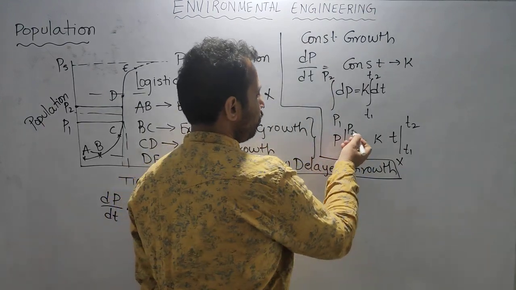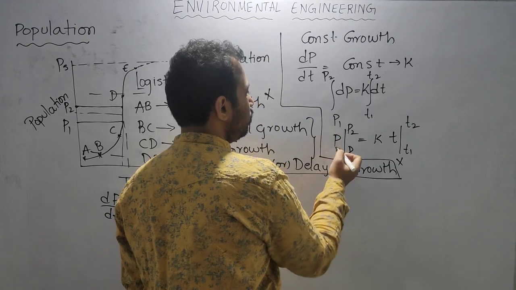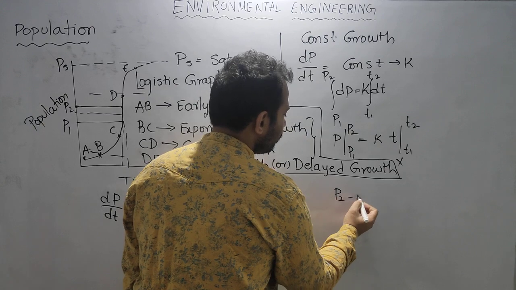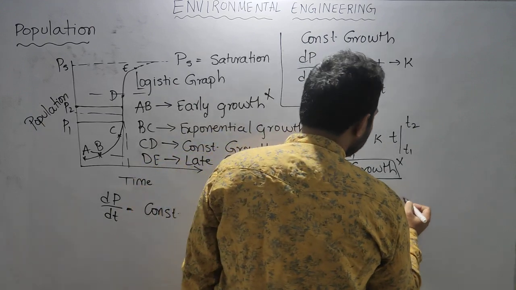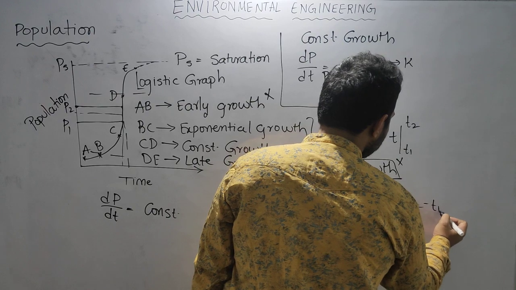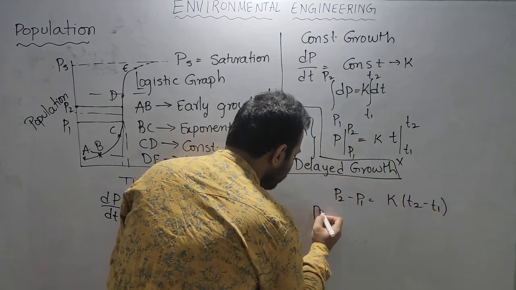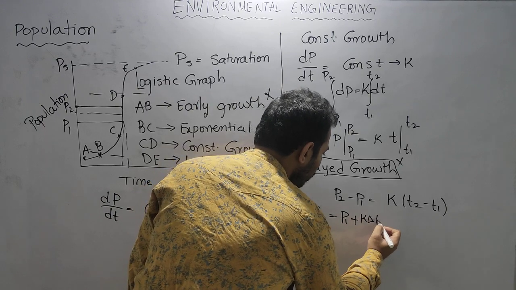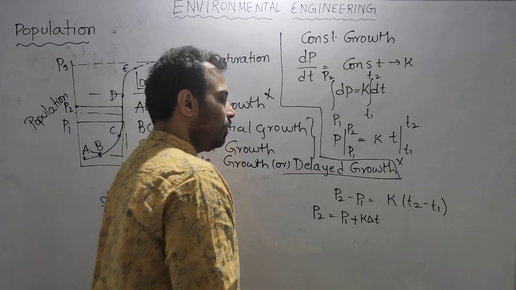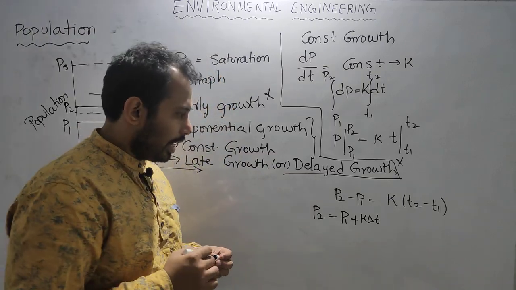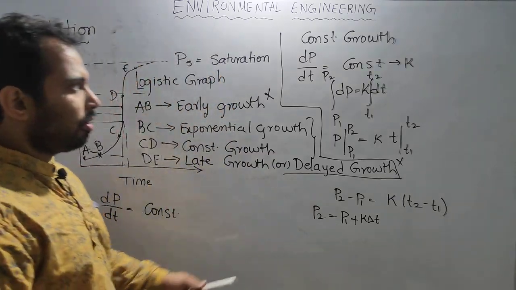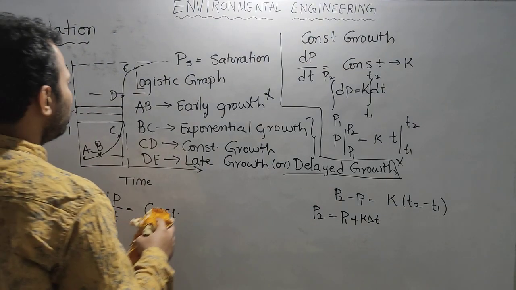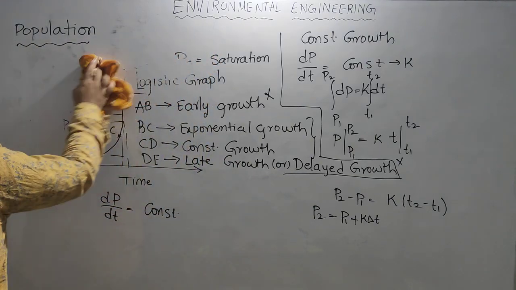Now substitute the P2 and P1 values. So P2 minus P1 is equal to k into (T2 minus T1). So P2 is equal to P1 plus k into delta t. This is the formula we have derived for constant growth. Let us discuss it in detail.